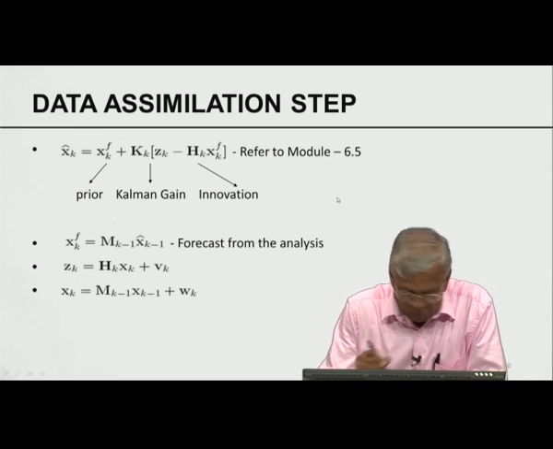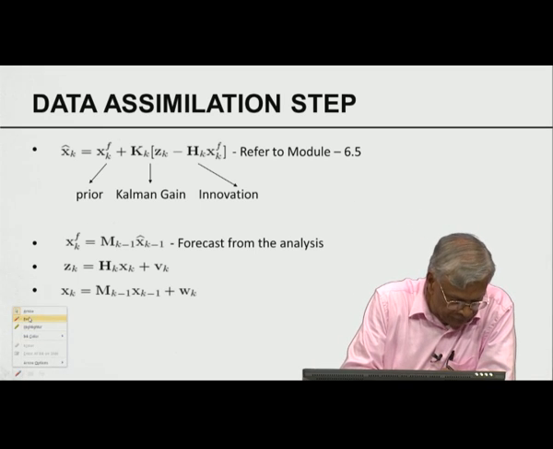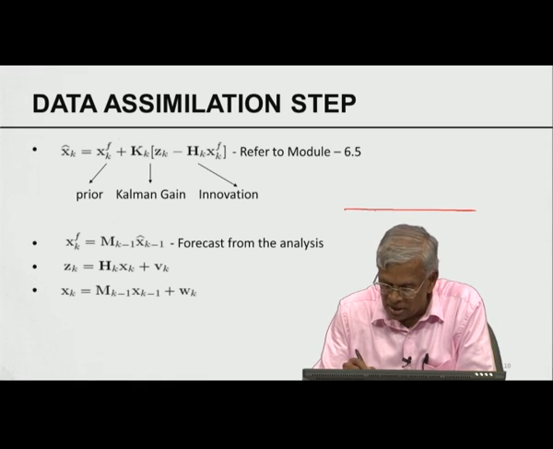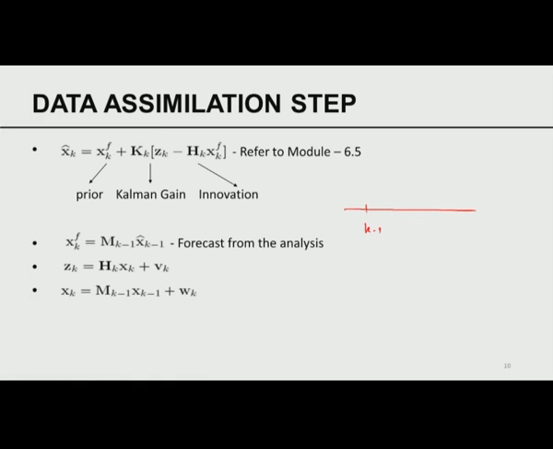So what is the data assimilation step? I want to cut through the mess and give you this. So this is k minus 1, this is k. I had xk minus 1, I had pk minus 1, I have xkf, I have pkf, I have zk, I have rk. I am going to combine the two to get xk hat and pk hat. So this is the analysis, that is the forecast, that is the observation.